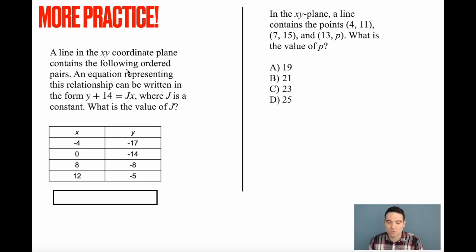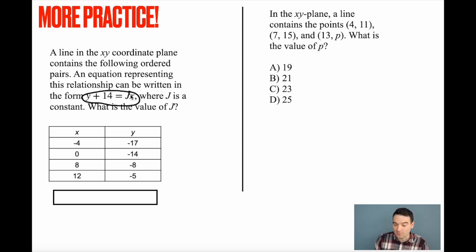A line in the xy coordinate plane contains the following ordered pairs. An equation representing this relationship can be written in the form y plus 14 equals jx, where j is a constant. What is the value of j? All right, well, let's cling to the familiar here. What do we recognize in this problem, or what looks kind of like something that we recognize? I hope you recognize that this is almost in the form y equals mx plus b. I know it's not, but it kind of looks like that, or we could get it there. And how would we get it there?